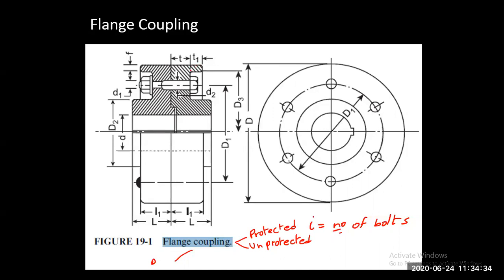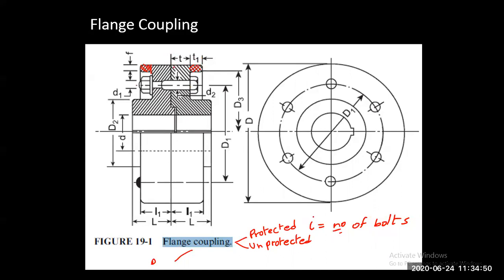So in unprotected, you won't have this. The bolts are protected here inside a casing. In unprotected, you won't have this much portion. It will be cut off from here. Only T1 will not be there. Rest everything will be as usual.